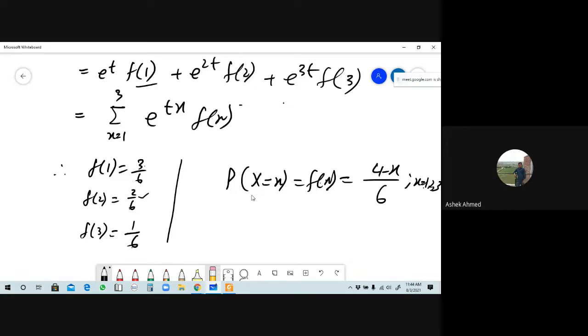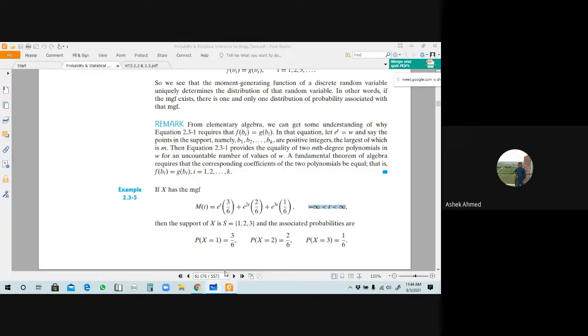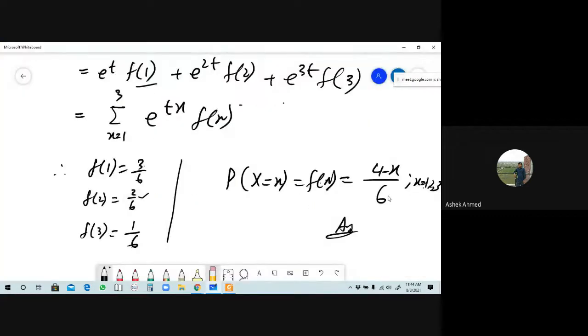Okay, this is the PMF of the moment generating function of x. Understand?